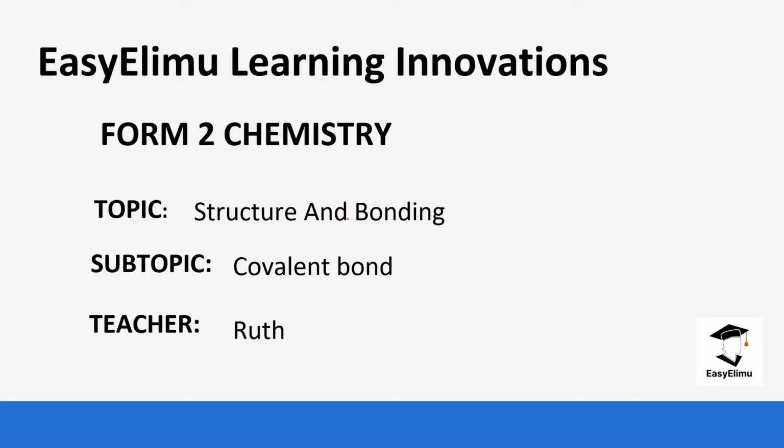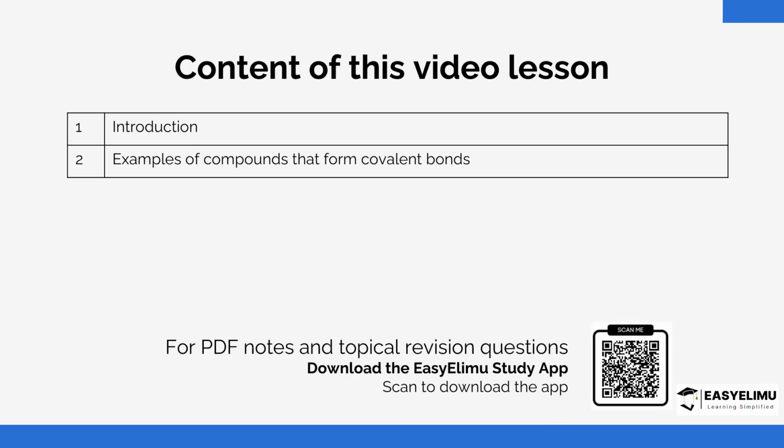Today we are going to be looking at covalent bonds. Previously we looked at ionic bonding. For today, we'll look at the introduction of what covalent bonds are, and then we are going to make some examples of covalent bonds and end the session.